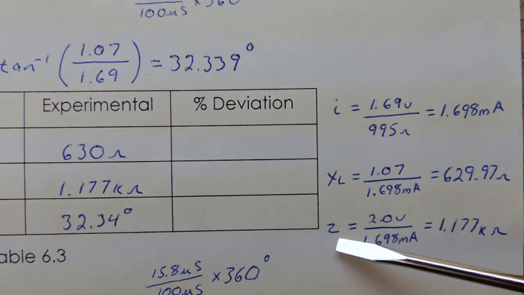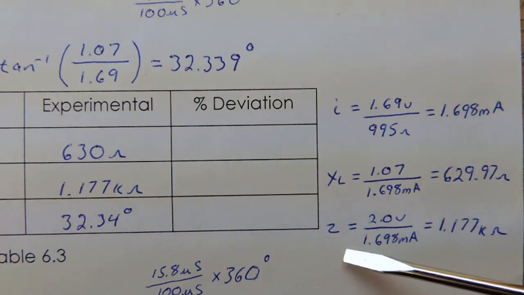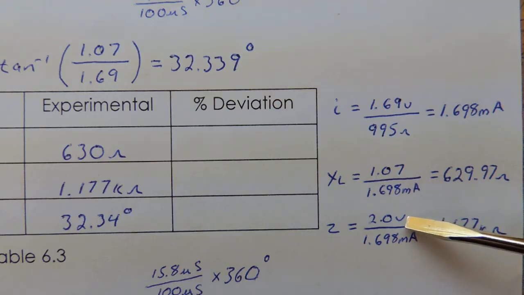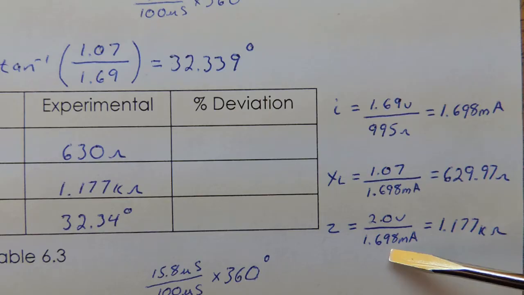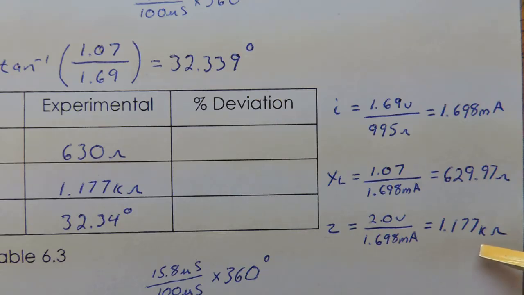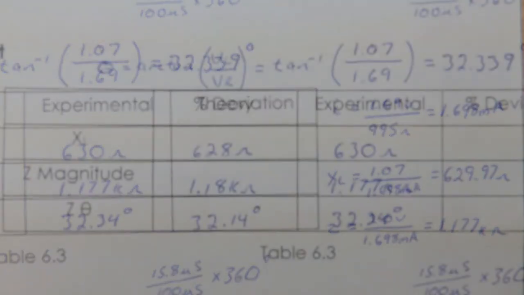And for total impedance of the circuit, we take the 2 volt peak to peak that we applied to the circuit, divide it by the current, 1.698 milliamps, and that worked out to 1.177 k ohms.